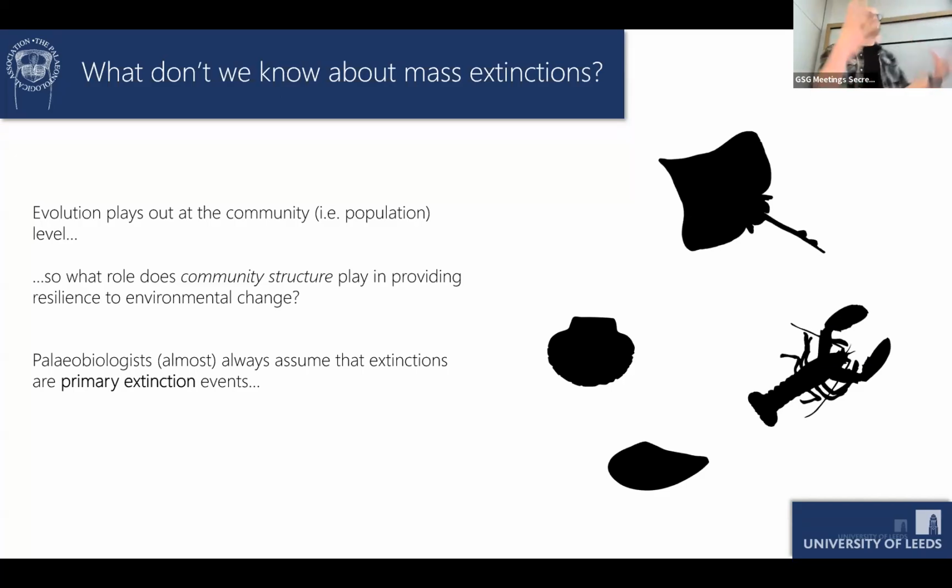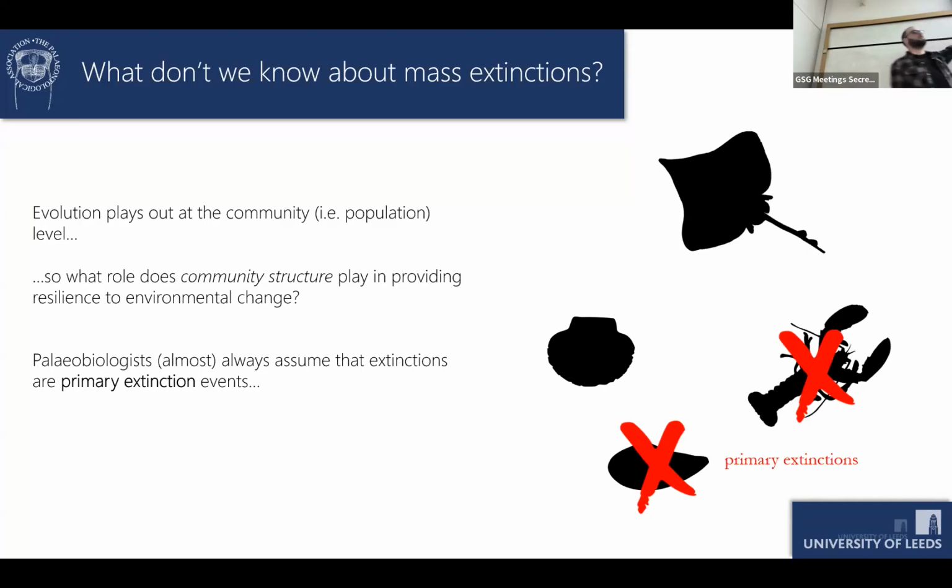If we have this community preserved in the fossil record, and over a point in time, maybe from one bed to the next when we're looking at a geological section, we see that the clam and the lobster disappear, they've gone extinct. As paleobiologists, we would usually assume they're primary extinction events, and then we look to our geochemical, our sedimentological record to look for evidence of what that environmental change was that caused these things to go extinct.